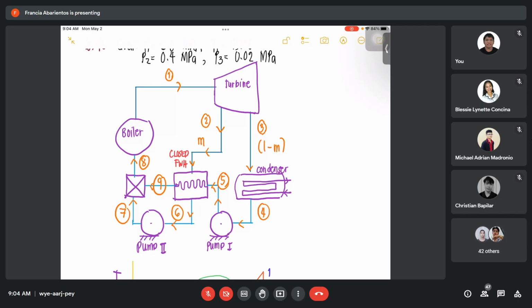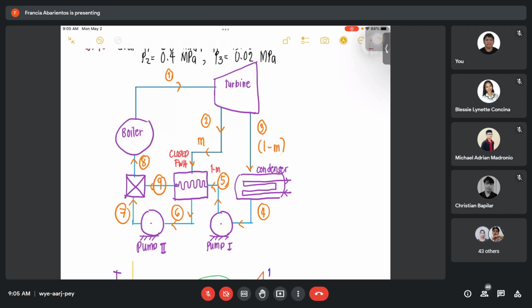So, anong pinagkaiba? Sa closed feed water heater, there is no mixing, while in an open feed water heater, meron nangyayaring mixing of the two streams. Okay. So, yung two streams natin, makikita niyo yung 1 minus m dito sa 5. 1 minus m pa din dito, class. Ayan, makita natin. So, take note, 1 minus m natin dito, class.